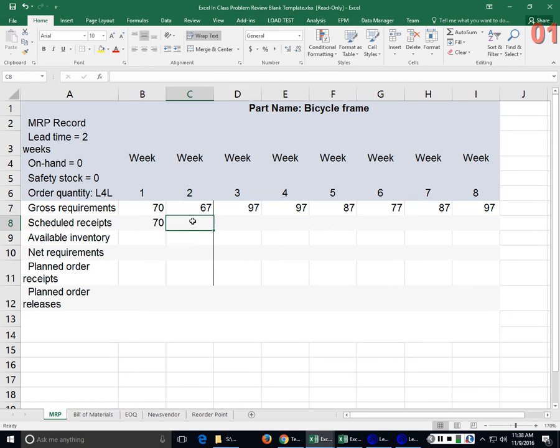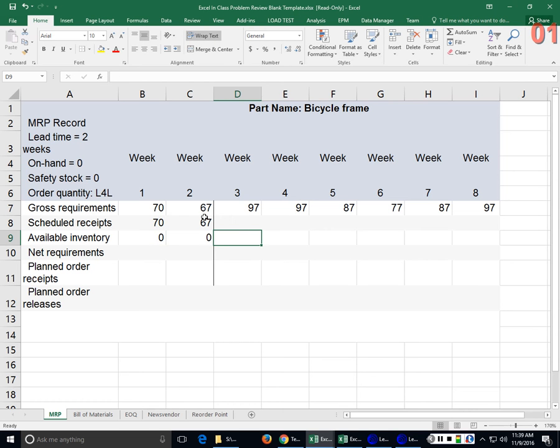So again, I would look at this and say, I need 67, that would be net requirements. If I try to back it up 2 weeks, I don't have 2 weeks, so it becomes a scheduled receipt. And my available inventory, because I'm ordering exactly what I need, is 0.